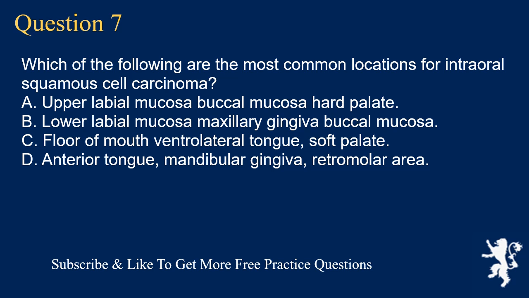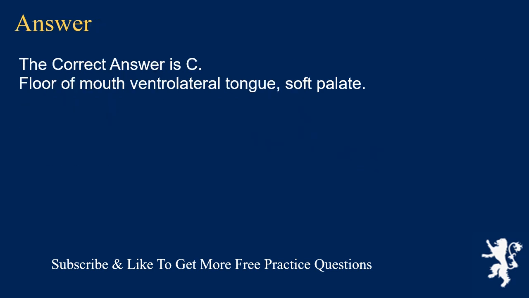Question 7. Which of the following are the most common locations for intraoral squamous cell carcinoma? A. Upper labial mucosa, buccal mucosa, hard palate. B. Lower labial mucosa, maxillary gingiva, buccal mucosa. C. Floor of mouth, ventrolateral tongue, soft palate. D. Anterior tongue, mandibular gingiva, retromolar area. The correct answer is C. Floor of mouth, ventrolateral tongue, soft palate.